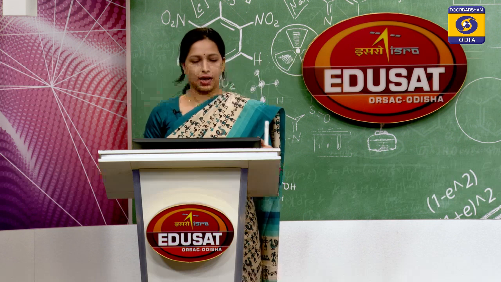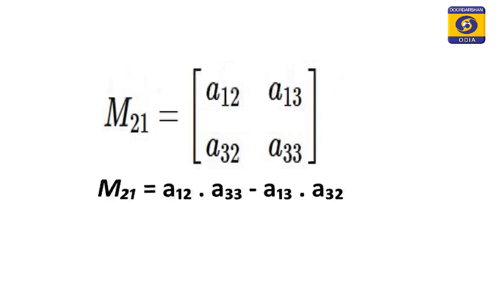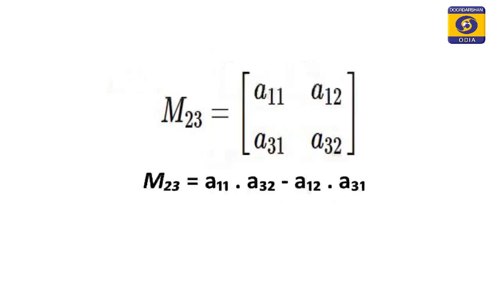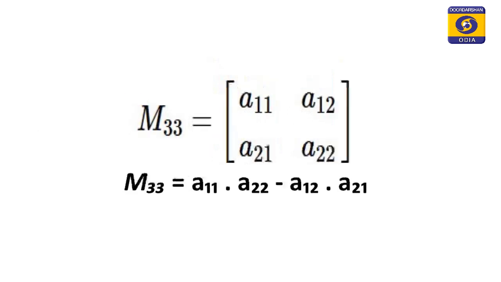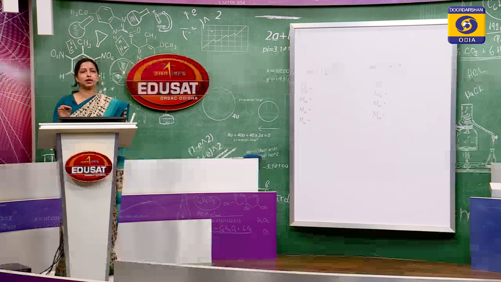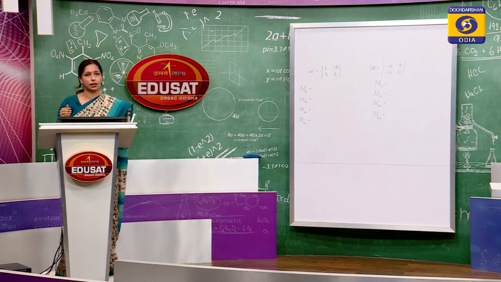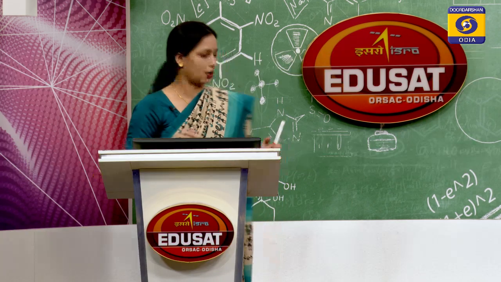As you can see on the screen, M13 means the minor of A13, then the minor of A21, the minor of A22, the minor of A23, the minor of A31, the minor of A32, and finally, the minor of A33. Remember that after we find the second order determinant, that is not the minor. We have to cross multiply and find the resultant value, and that is the minor of the said element. Now, let us understand it better with the help of some examples.